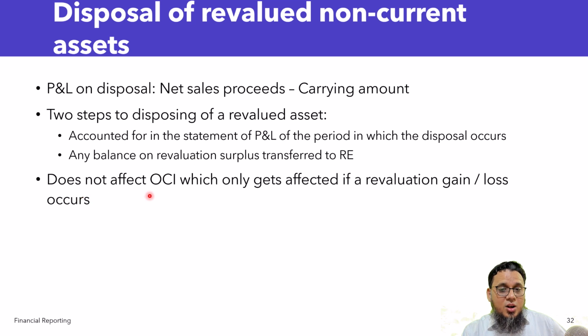This does not affect other comprehensive income, which only gets affected if a revaluation gain or loss occurs. So other comprehensive income will only be affected if there is a revaluation gain or loss. So this is a summary of what's going to happen on the disposal.